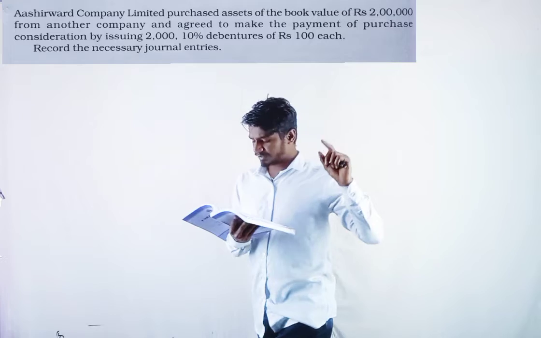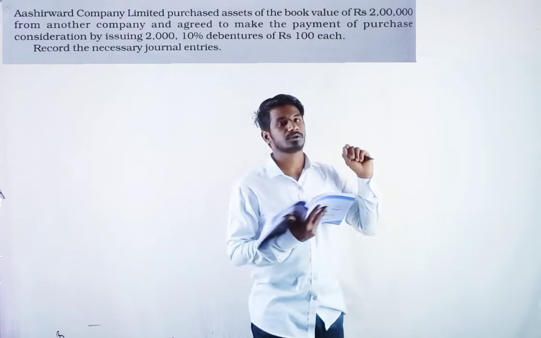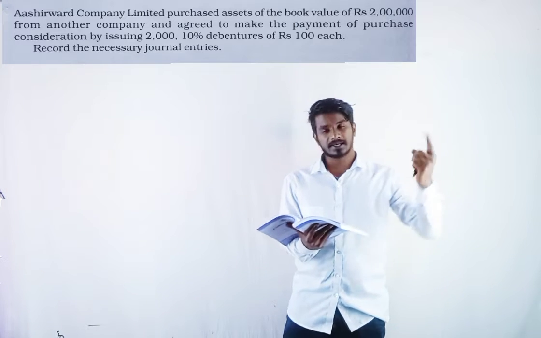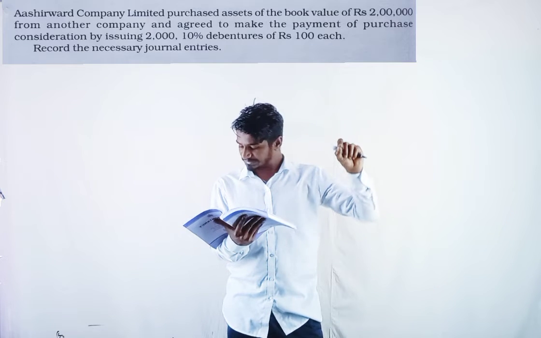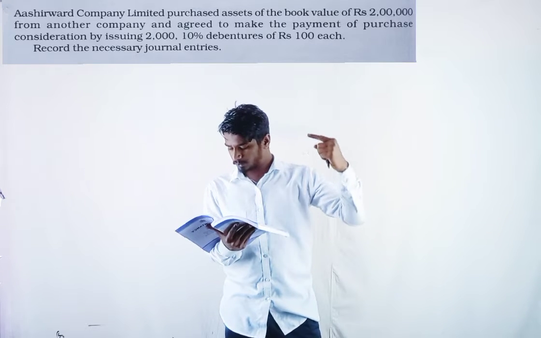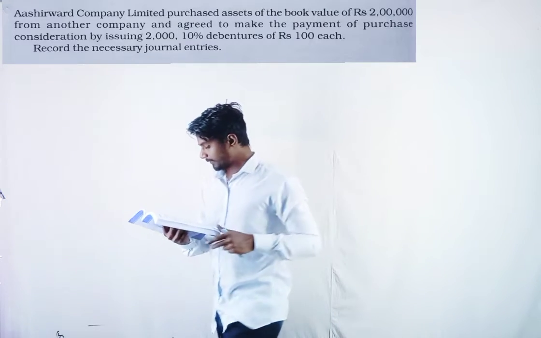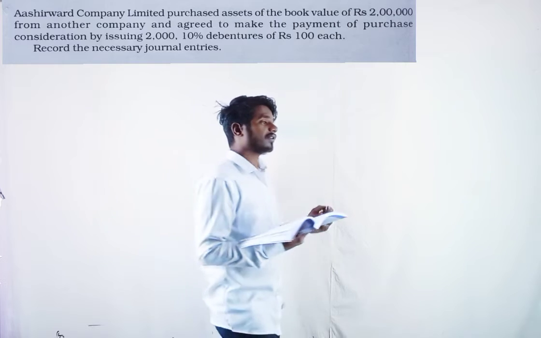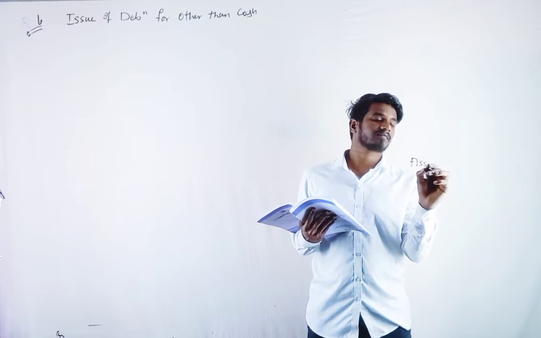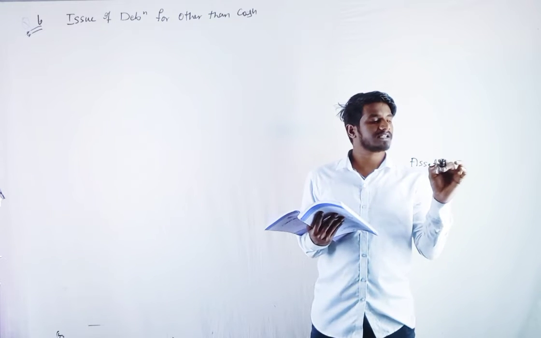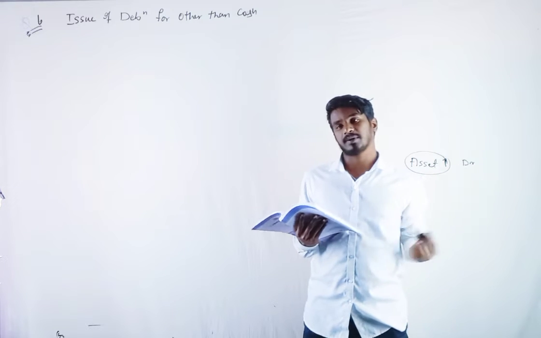Ashirwad Company Limited purchased, okay, an asset of book value 2 lakh rupees from another company, and agreed to make payment of the purchase consideration by issuing 2000 debentures of rupees 100 each. Right. Here they are purchasing an asset, so our asset is increasing. Is that right? So asset will be debit.